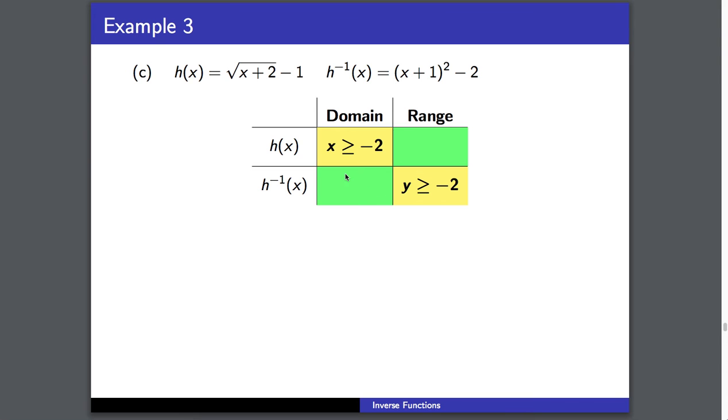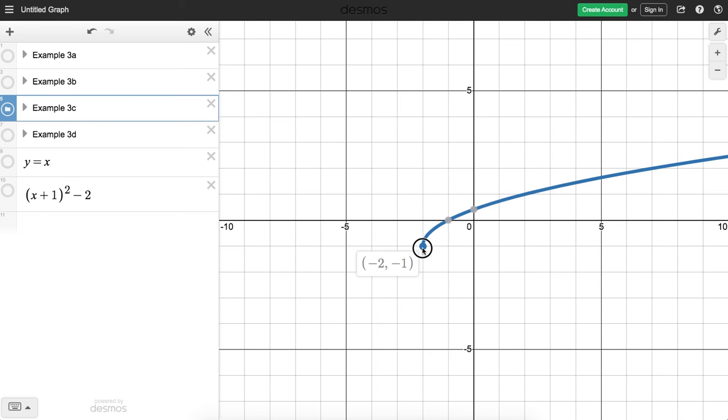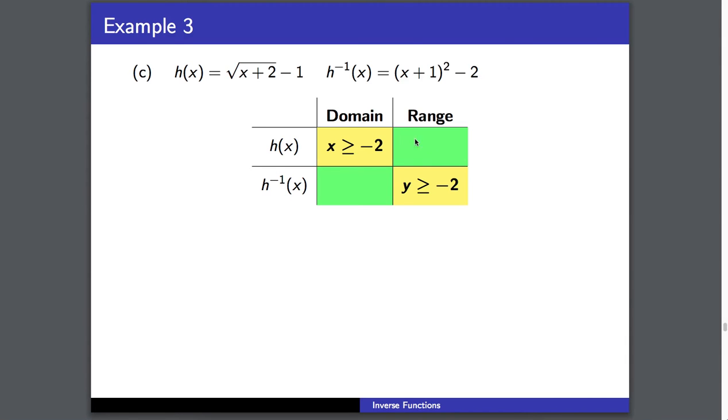Now, for the domain of our inverse function, let's actually instead look at the range of our original function. So I'm going to put that original function back up. Here's our original function. Our range values are starting at y is negative 1, and they're just going up in y value from there. So looking at the graph of our original function, the range of our original function is y is greater than or equal to negative 1, which means that's going to be the domain of our inverse function, x is greater than or equal to negative 1.